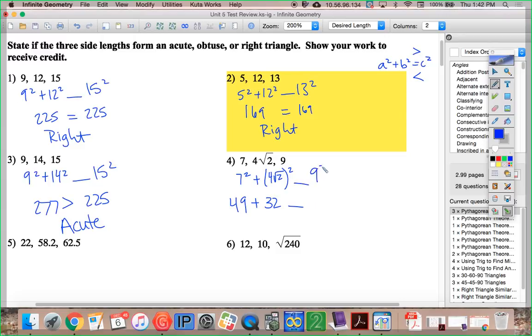Sorry, blank 9 squared, so that's 81. So 40, wait, let me square that, make sure it's 32. Yeah. Plus 49. So we end up with 81 on this side, 81 on this side. Those are equal, so this one's a right triangle.